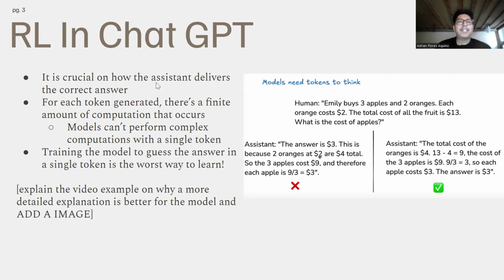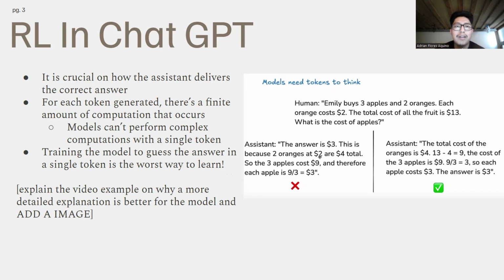With ChatGPT, it's very crucial how the assistant delivers the correct answer. For each token generated, there's only a finite amount of computation that occurs. What I mean by this is that with just a single token, like I talked about in my previous videos, it won't really be able to perform complex computations, because you're trying to shove all the information into one token, which is what we do not want.